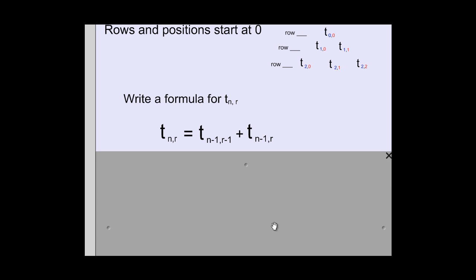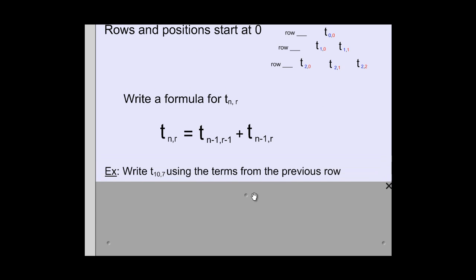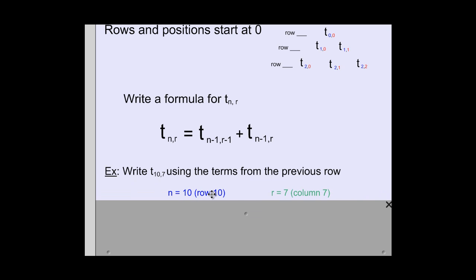To see this with an example will help, so let's try that. For example, let's write term 10, 7 from Pascal's triangle using the terms from the previous row. First thing you want to do is take a look at term 10, 7. What's our row, what's our column, and use the right letters. So here we find n equals 10 for row 10 and r equals 7 for column 7.